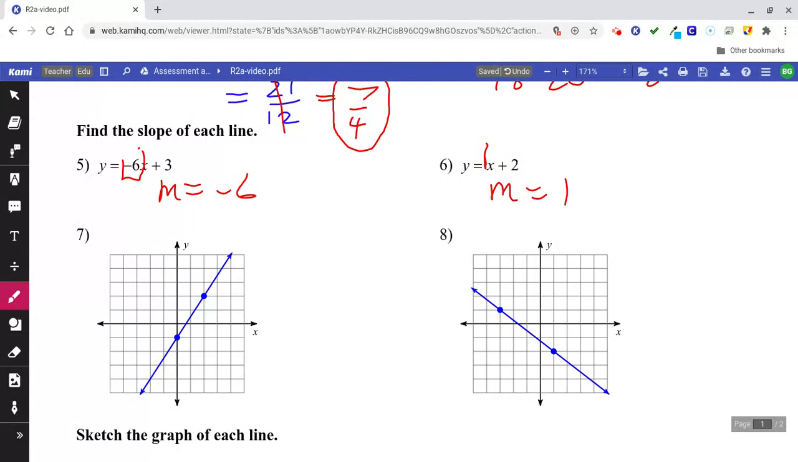Number 7, same directions, count rise and run. So I like to start at a point and end at a point. Looks like we go up 3 and right 2. So that means the slope, rise over run. Next one, always start on the left and end on the right. We go down 1, 2, 3, and right 1, 2, 3, 4. Looks like the slope will be negative 3/4.